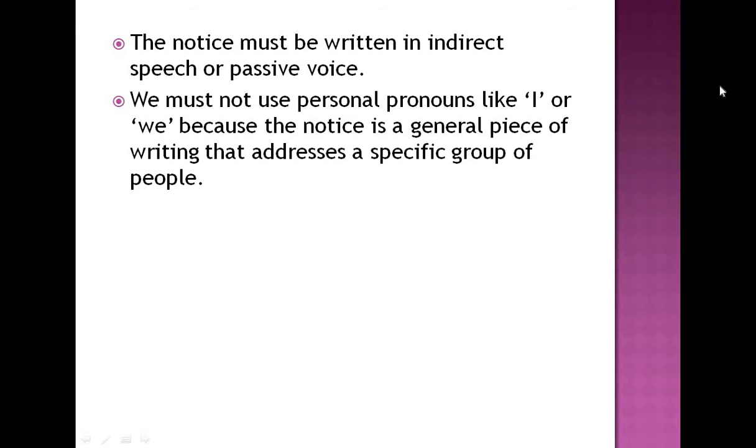The notice must be written in indirect speech or passive voice. Now you must have learned indirect speech and passive voice in your previous classes. The notice must always be written in indirect speech or in passive voice. We must not use personal pronouns like I or we because the notice is a general piece of writing that addresses a specific group of people. Also because the notice is not personal, it is impersonal and it is a formal piece of writing.